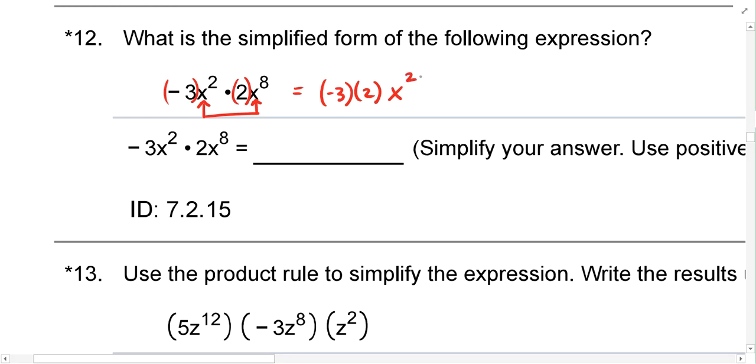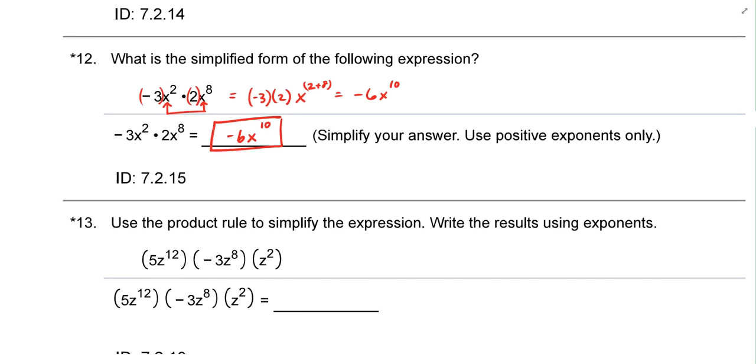Now the exponents of the bases of the letter x do get added together, so 2 plus 8 is what we need to accomplish for that expression. And the number negative 3 times 2 is negative 6. So I like negative 6 times x to the power of 10 as the solution here.